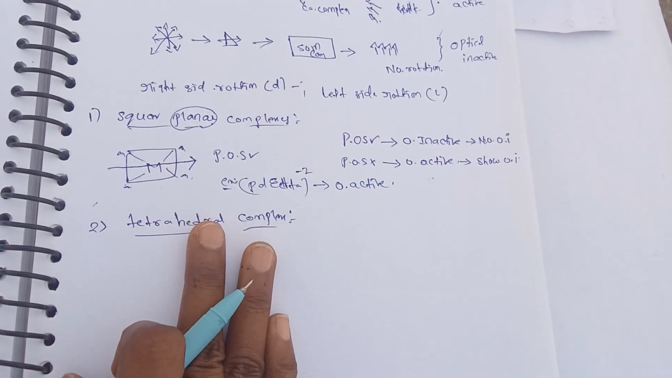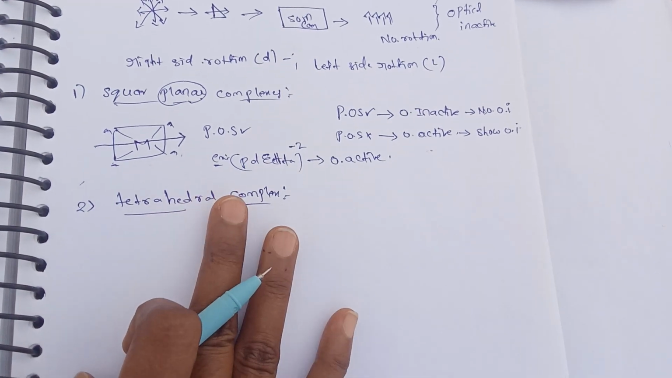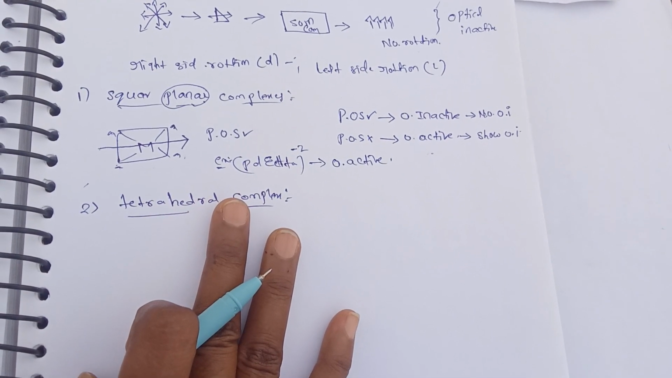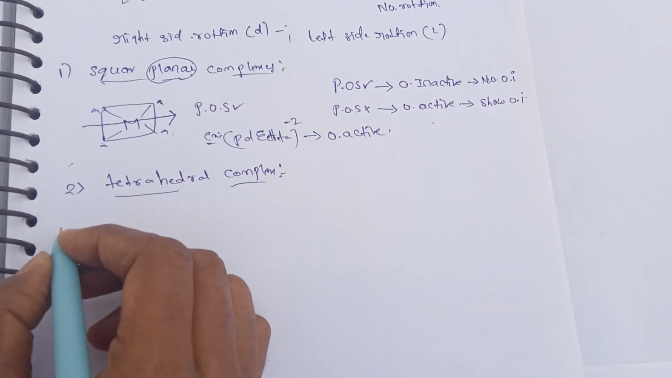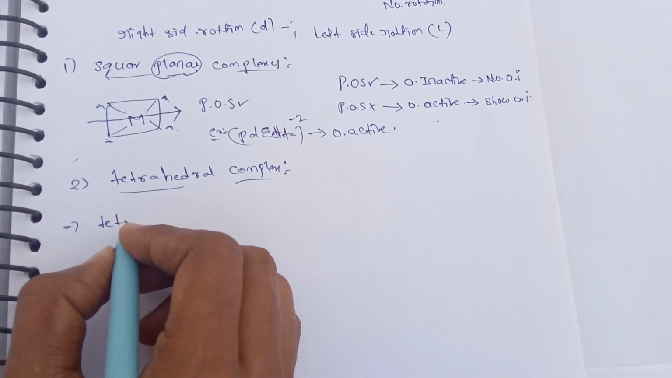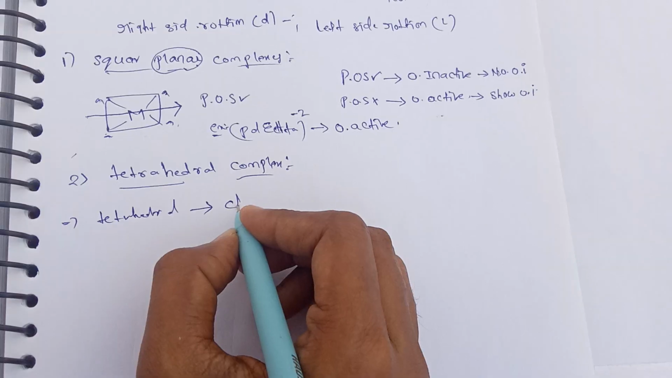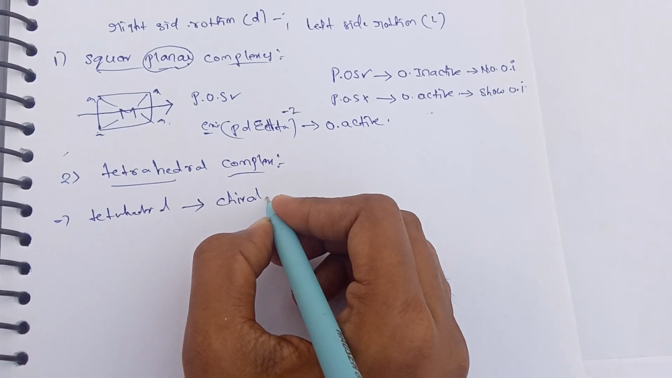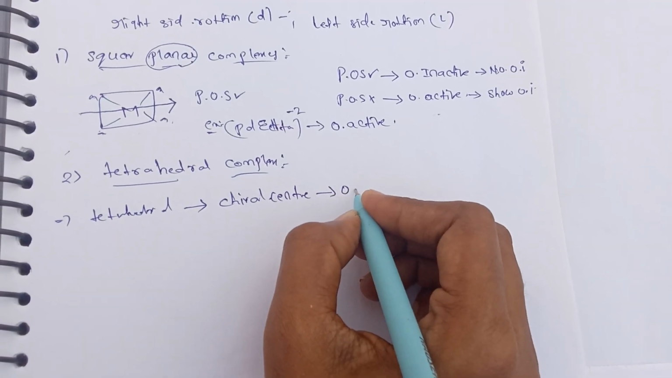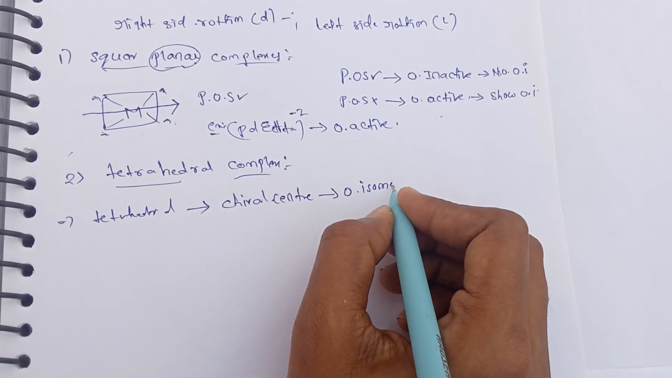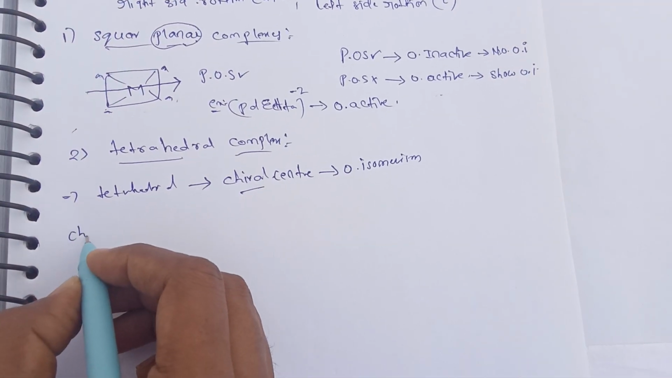Coming to tetrahedral complexes. So what are tetrahedral complexes? Tetrahedral complexes having a chiral center show optical isomerism. When the chiral center is present, that can show the optical isomerism. So coming to chiral center. So what is a chiral center?